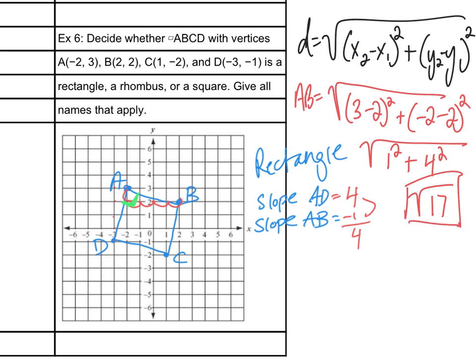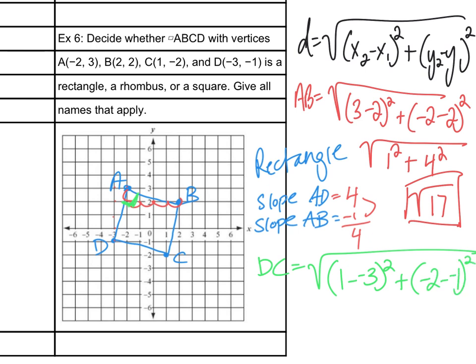Now I'm going to show the value of DC, the line opposite of AB. That would be the distance formula, so I'm going to plug it in: 1 minus negative 3 squared plus negative 2 minus negative 1 squared. So I end up with the square root of 4 squared plus 1 squared, which equals the square root of 17. So I just proved that this side is congruent to this side.